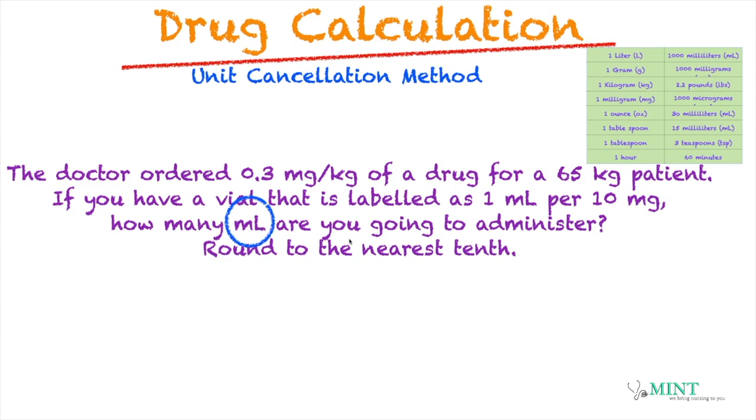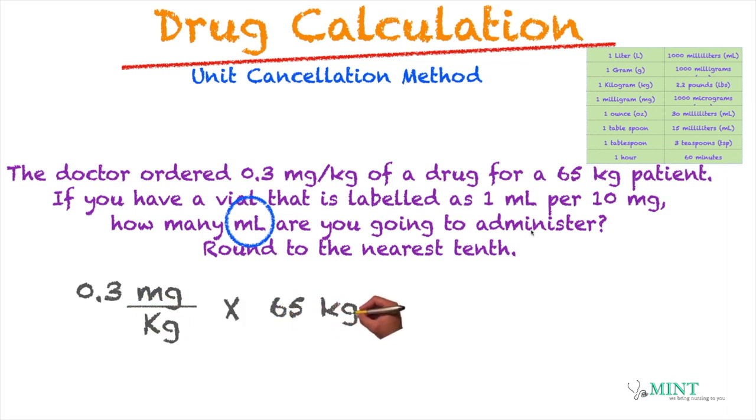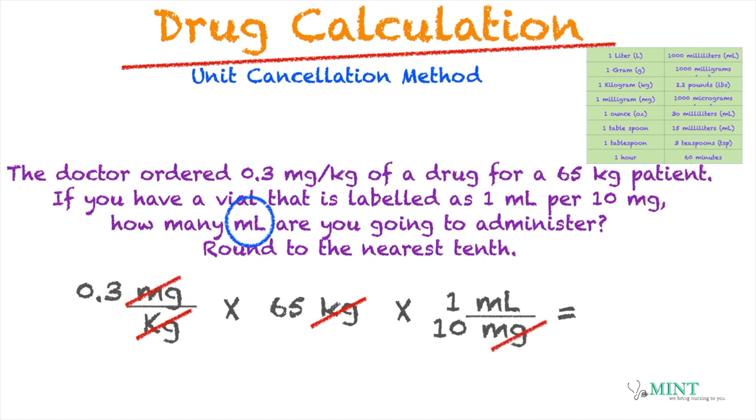So let's write down the first given, 0.3 milligrams per kilogram. Multiply that to 65 kilograms. Now we're able to cancel out kilograms. And then we're going to multiply by 1 ml per 10 milligrams. Now we can use the unit cancellation method. We get to cancel milligrams and milligrams. Now we are left with ml. Now let's do our math. 0.3 times 65 times 1 divided by 10. That will give us approximately 2 ml. It's actually 1.95 ml, but we're rounding it to the nearest tenth, which will give us 2 ml.